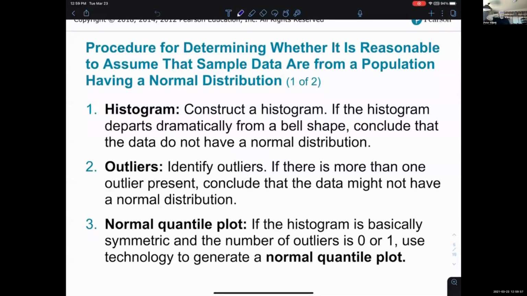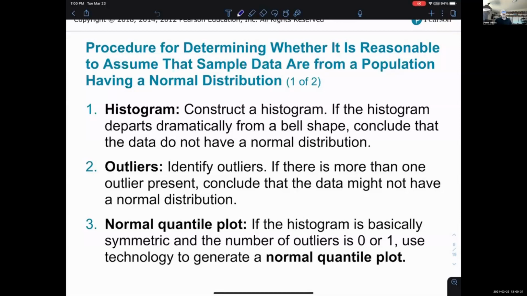So here is a procedure, 2 slides to describe a procedure for determining whether it is reasonable to assume that the sample data are from a population having a normal distribution. As we just discussed, there's 3 criteria. 1, histogram. Construct a histogram, which we have done in chapter 2. If the histogram departs dramatically from a bell shape, conclude that the data do not have a normal distribution. So you're looking for that lump in the middle somewhere. It doesn't have to be perfectly in the middle of your histogram, but it should be somewhere centrally located with some symmetry, as opposed to heavily skewed or not bell-shaped.